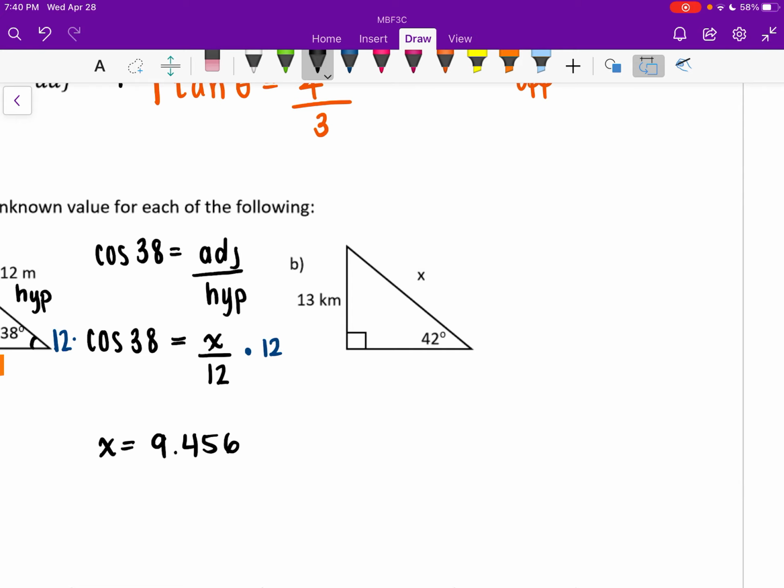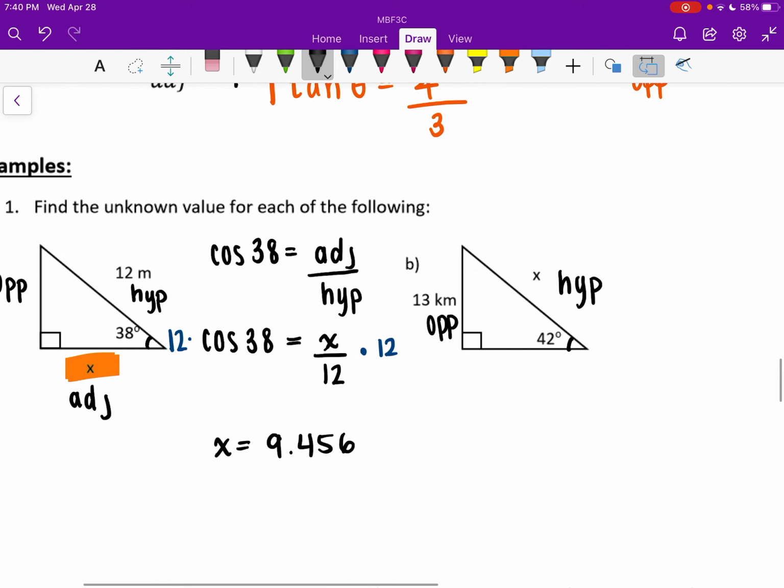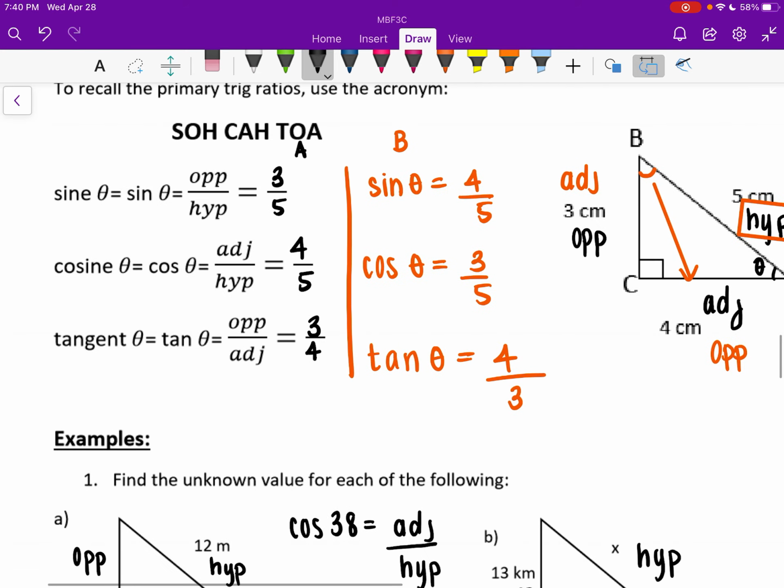All right, so I'm going to have us just go through this one. Hopefully you pause and try to go through it by yourself. So here we're given 42. So we have some sort of an angle. We're given the opposite side. We want to find the hypotenuse. So I'm going to go back here and be like, okay, which ratio can I use the opposite and hypotenuse in?